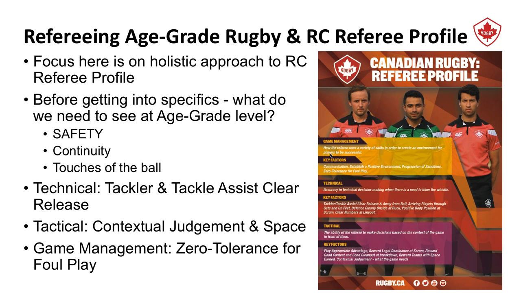And finally, from a game management perspective, obviously the most important piece here is our zero tolerance for foul play. However, knowing that our communication, establishing that positive environment, and remaining calm are all things that we'll need to maintain over the course of a game. Understandably, especially the communication piece, and we will look at particular examples of communication as we get into some of the more technical pieces of refereeing age grade level rugby.